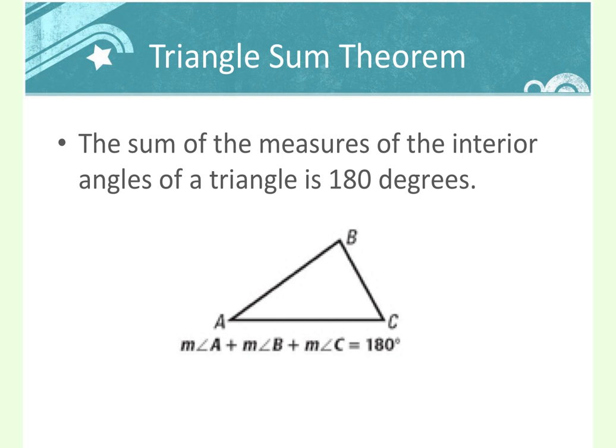The triangle sum theorem says that the sum of the measures of the interior angles is 180 degrees. So all the angles in any triangle add up to 180 degrees.